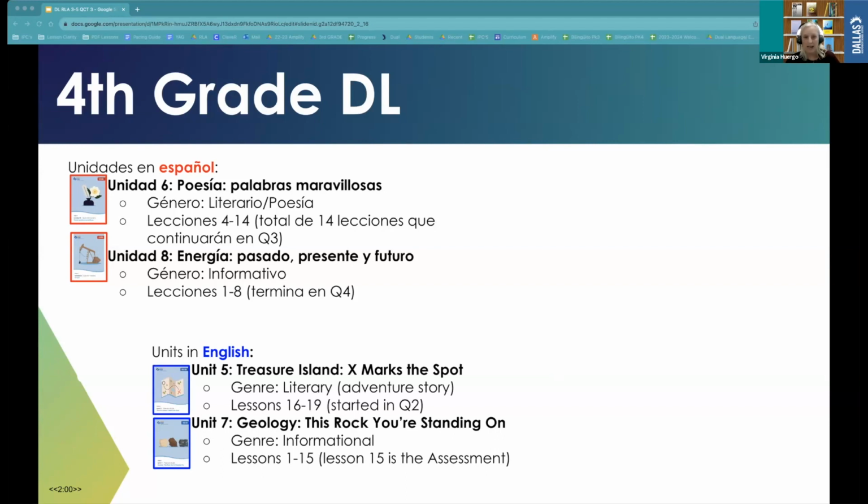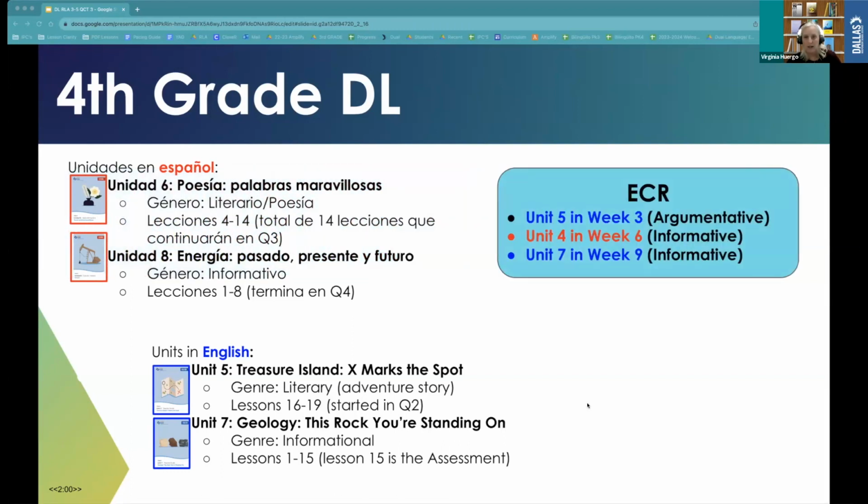Then you will go into Unit 8 in Spanish, Energía, Pasado, Presente y Futuro. Lots of informational text. It's sort of like a research unit, which does not have an end of the unit assessment. We are starting with lessons 1 through 8, and they finish in quarter 4. Please, for this, make a note to ask for the books, because even though there are some articles, you will have the books in unit 8, which is La historia de los combustibles fósiles y el niño que domó el viento. That information is in the introduction.